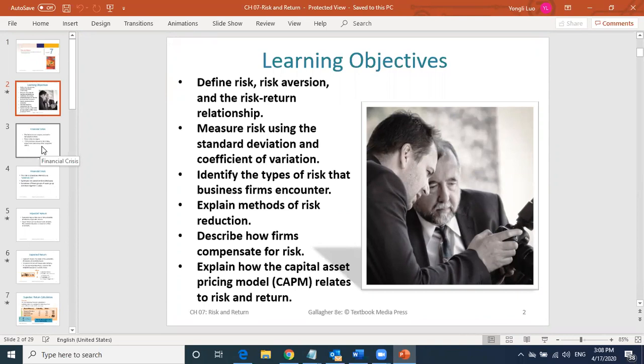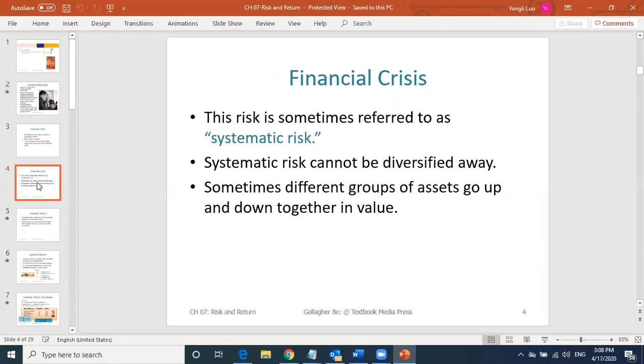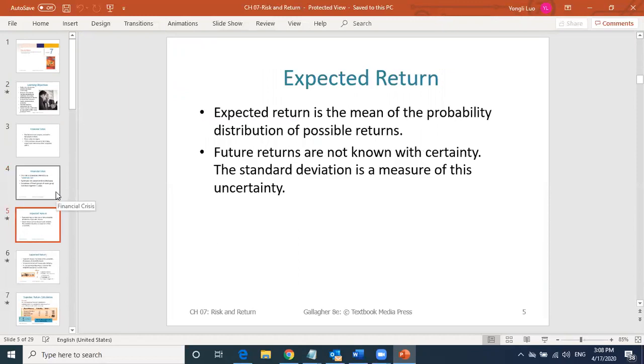Measure return of your stock and portfolio. So if you have a choice to invest in one stock, what is the criterion, and how do you choose one stock based on the risk and return? What we measure as the return is called expected return. The expected return is the mean of the probability distribution of possible returns.